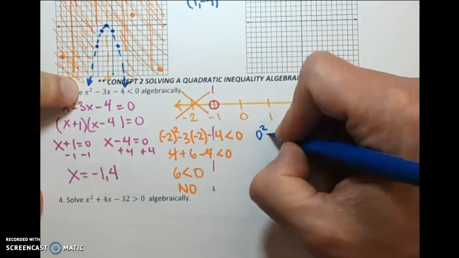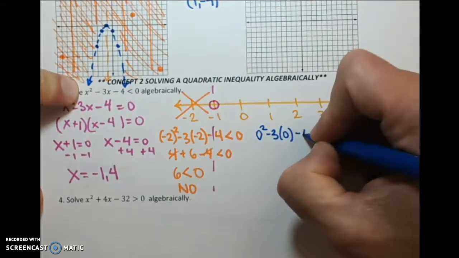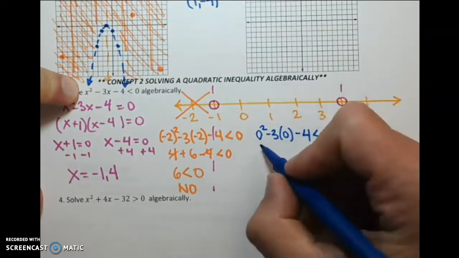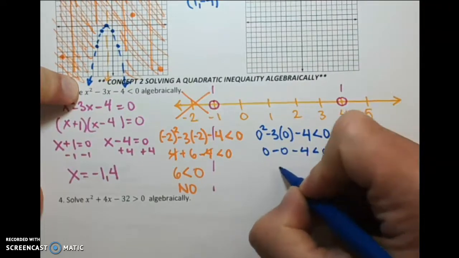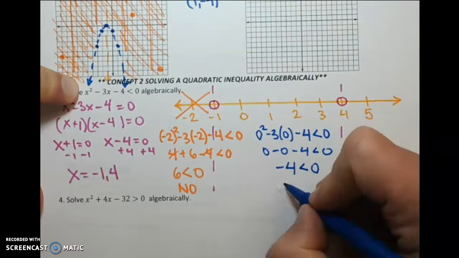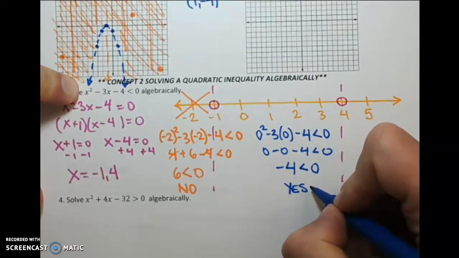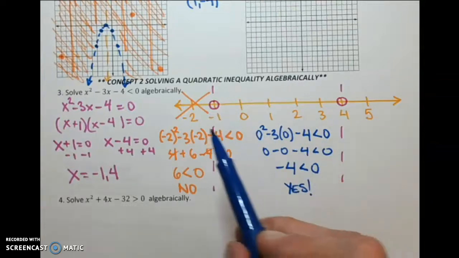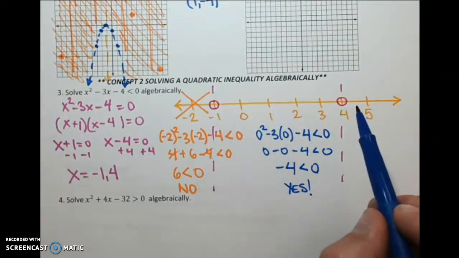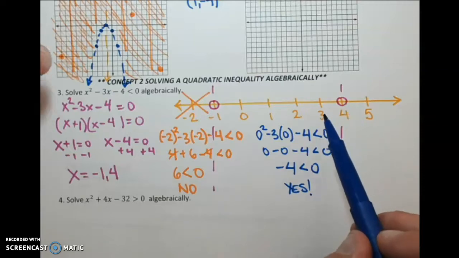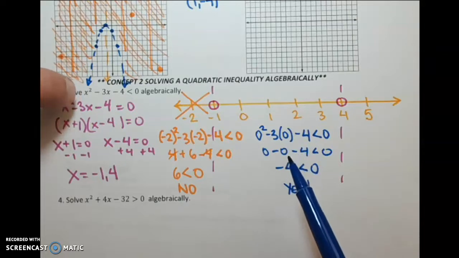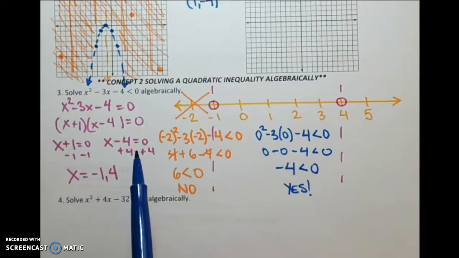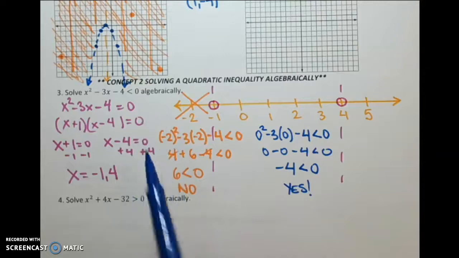So 0 squared minus 3 times 0 minus 4, is that less than 0? 0 squared, 0. I get 0 minus 4 is less than 0. Is negative 4 less than 0? Yes, for sure it is. Therefore, everything in between this works. All right, so is 3 a solution to this inequality? Yes. Is 0 a solution to the inequality? Yes. Is 2 a solution to the inequality? Yes. Is negative 5 a solution to the inequality? No. It would be over here.